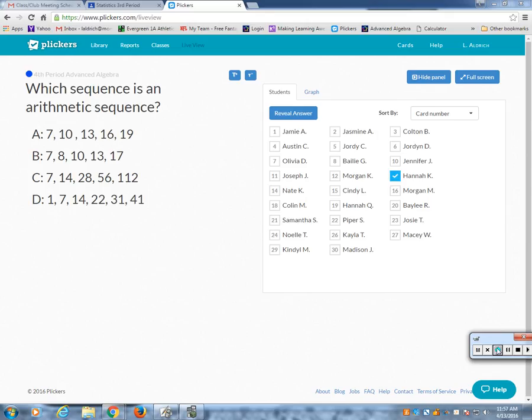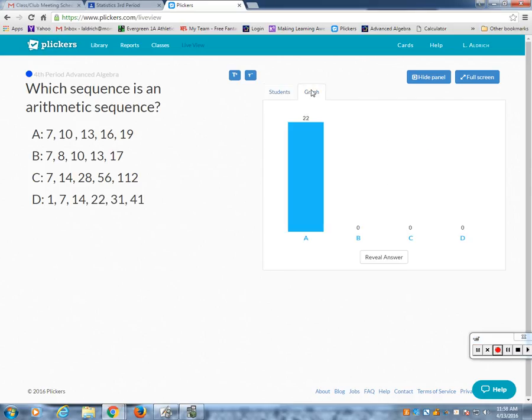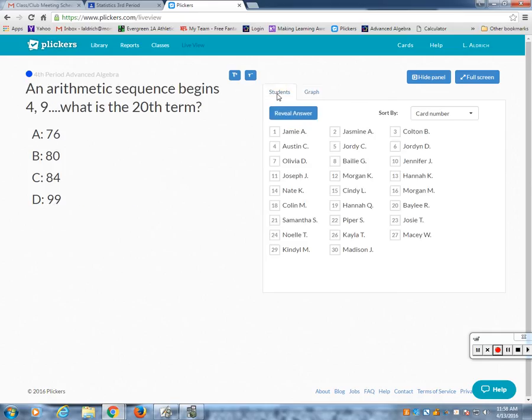So the first question is, which sequence is an arithmetic sequence? I got it. Okay, I'm seeing a lot of green. That is awesome. Okay, perfect. Looks like about 100%. The answer there was A, because this is going up by 3 every time. So remember, in an arithmetic sequence, you have to add the same thing each time.